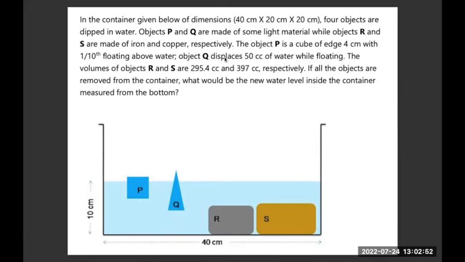Object Q में displacement आपको दिया है. You're given the volume displacement of object Q. Let's just type it down. Volume displacement of object Q is 50 cubic centimeters. Volume displacement of R is how much? 295.4 cubic centimeters, and that of S is 397 cc. That information is given to you.